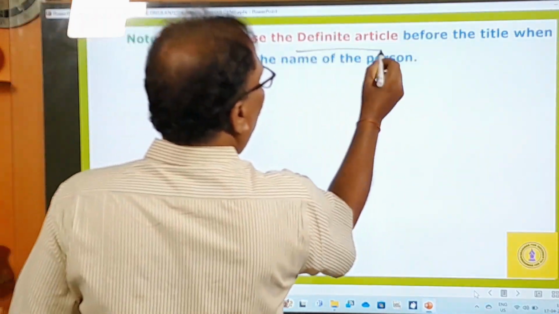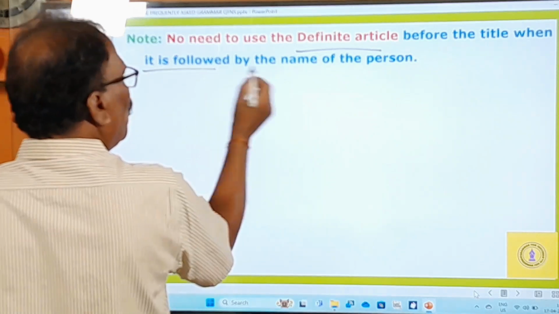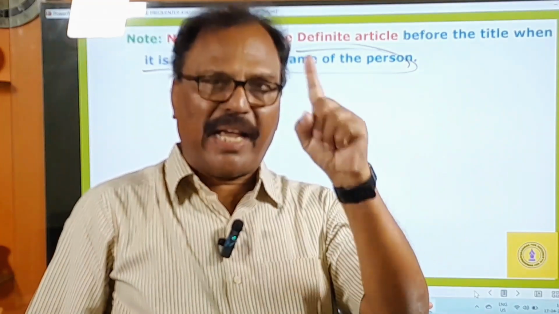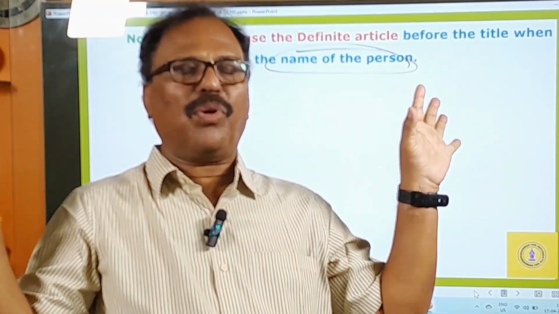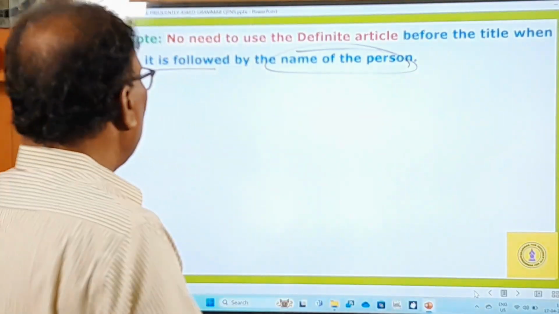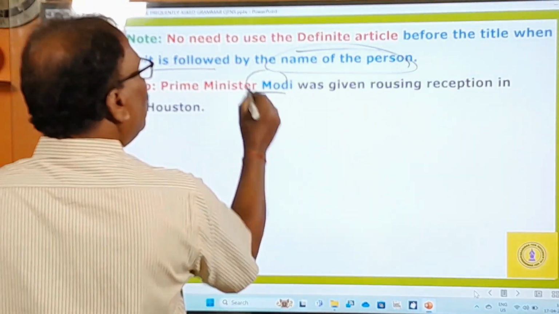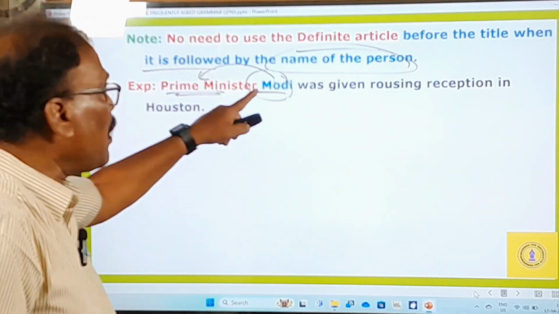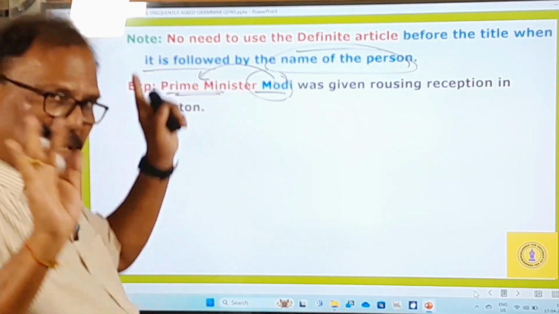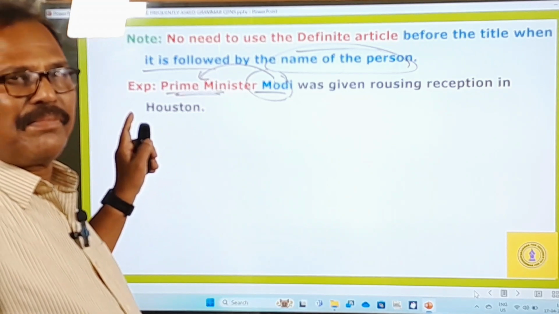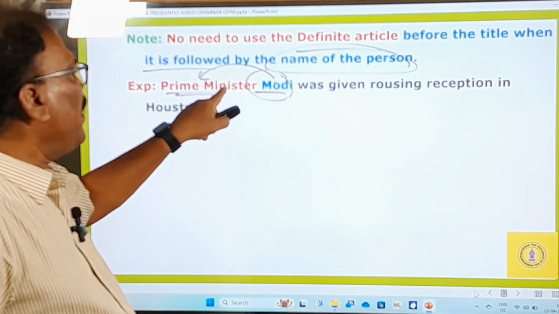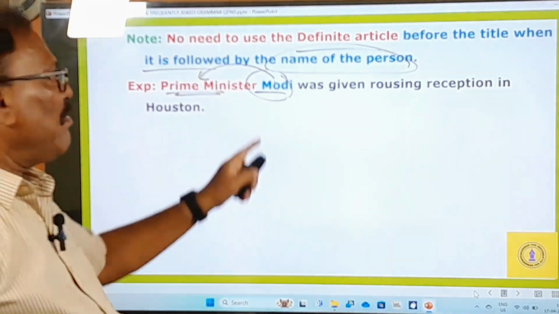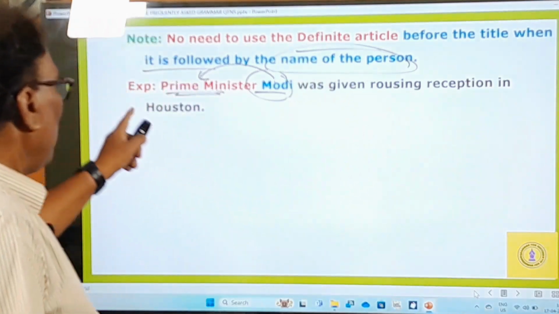No need to use the definite article before the title when it is followed by the name of the person. If at all the name of the person is there with the title, we should not use any article. Suppose you say Prime Minister Modi. Modi's name is there. When this is there, you should not use any article before that. You cannot say the Prime Minister Modi. Prime Minister Modi, enough. That is 100% correct. If the name is not there, then you say the Prime Minister. If the name of that person is there, then you simply say Prime Minister Modi was given a rousing reception in Houston.